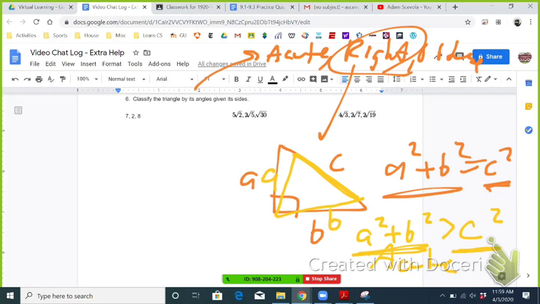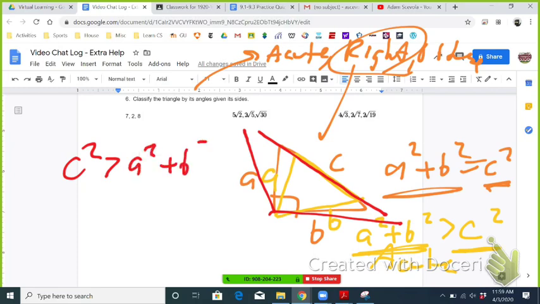And let's say that c got bigger. So c squared was bigger than a squared plus b squared. Alright, so you squared the legs, you added them together, and it was less than the hypotenuse squared, or it wouldn't really be the hypotenuse, but the biggest side squared. Look at this angle, it now looks obtuse. Alright, so that's what we're going to do for these problems.